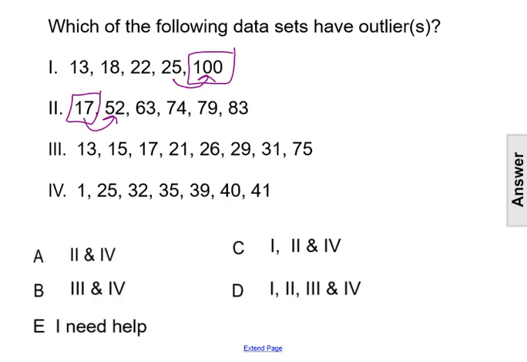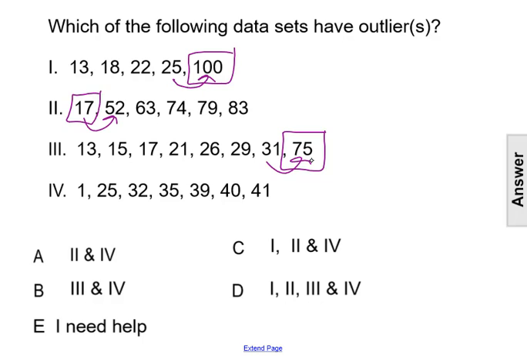Then we have data set 3, where we have 13, 15, 17, 21, 26, 29, 31, and then we have a huge jump to 75. 75 is relatively much larger than the rest of the numbers. We're jumping right from 31 to 75. That's over 40 points, or 40 numbers, so that is going to be an outlier.